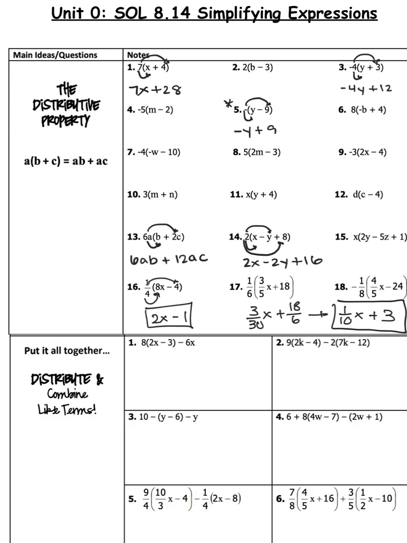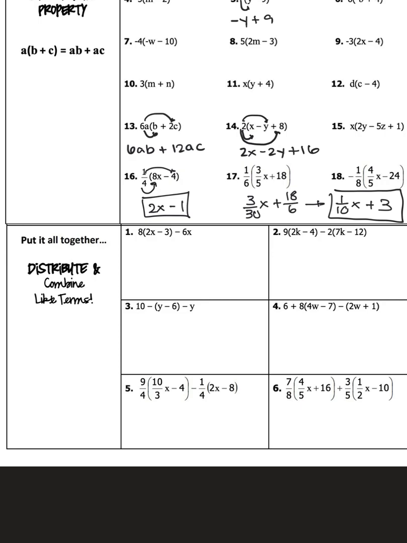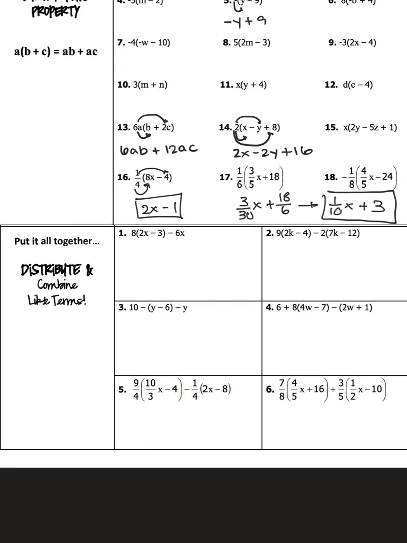Alright? The next thing we're going to look at is putting these two together. So we can distribute and combine like terms in the same expression. Anytime you are simplifying expressions, you always want to distribute first and then combine like terms.